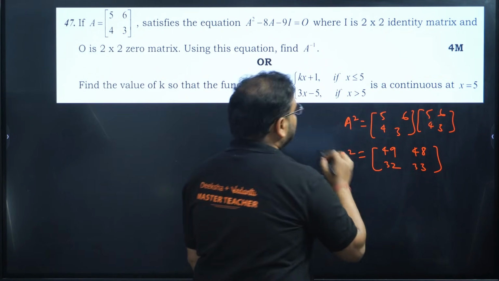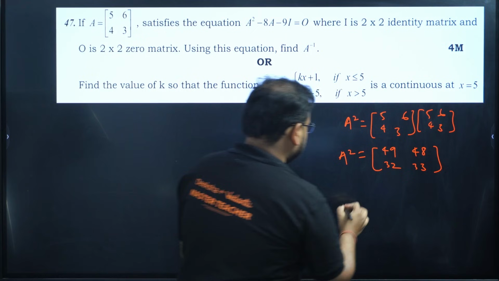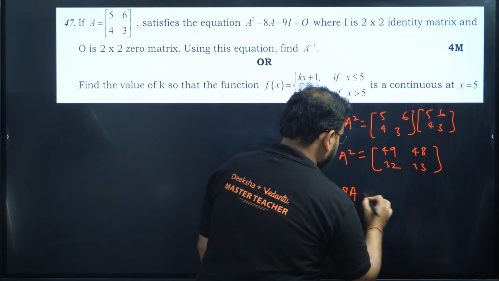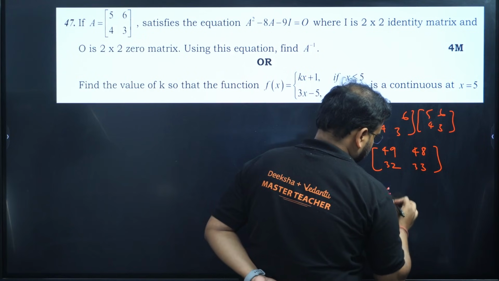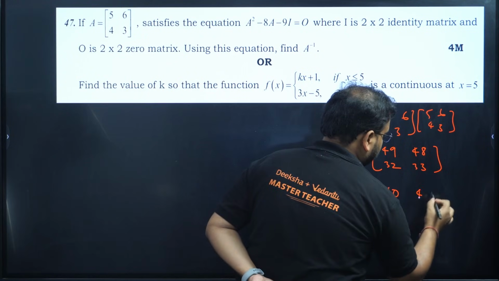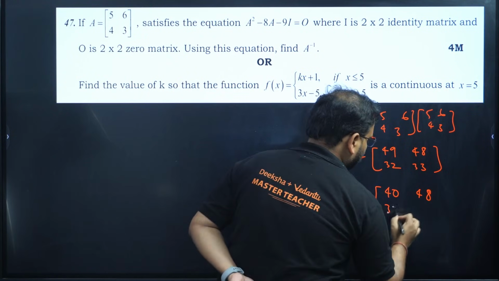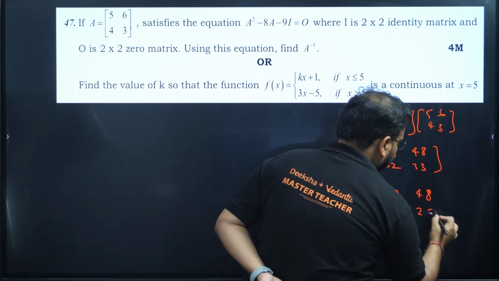I have what? Other than this, I have minus 8A. So I have to find 8A now. Find 8A. Multiply 8 into 5, 40, 8 into 6, 48, 8 into 4, 32, 8 into 3, 24.